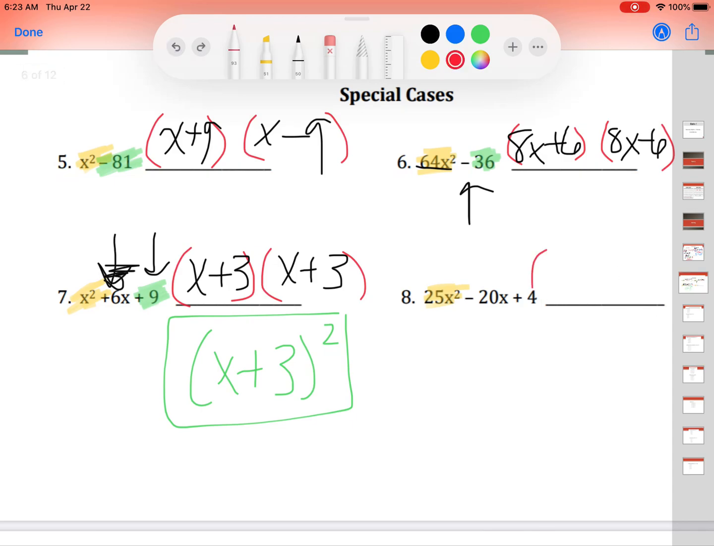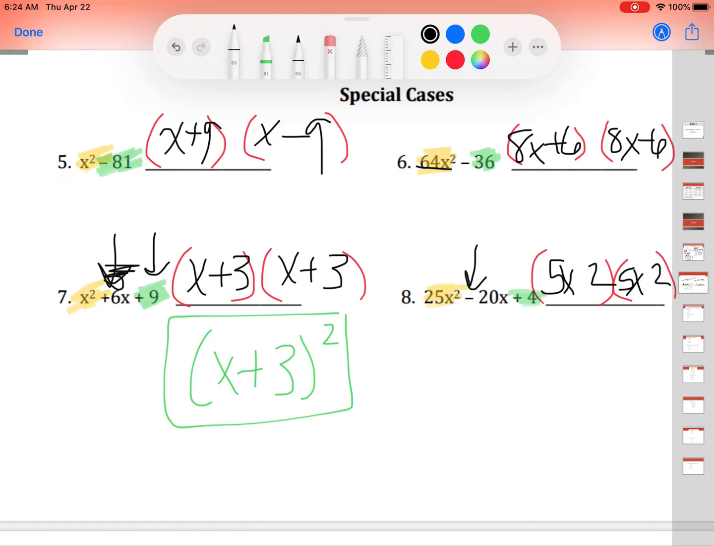Let's be consistent. All right, what times itself makes 25? 5 times 5, with an x. What times itself makes a 4? 2 times 2. So now in this one, the middle term is a minus.